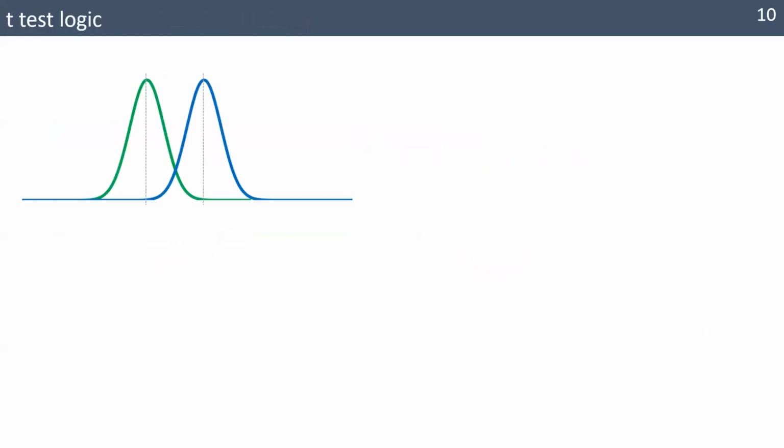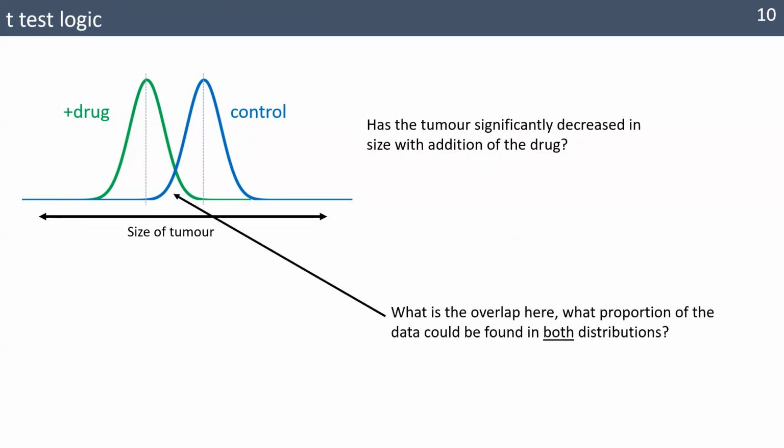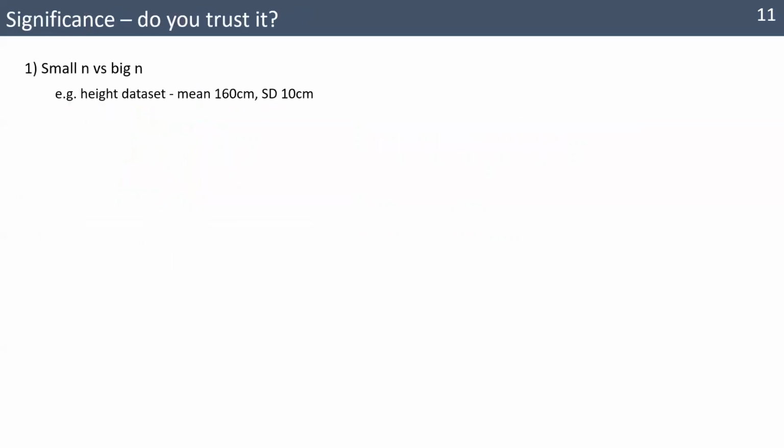Okay, so the t-test. We're just going to use this as a logic. In this case, we've got size of tumor, control, and we applied drug. The idea is, has the tumor significantly decreased in size with the addition of the drug? What we're looking at here is the distribution of tumor sizes and whether those distributions are independent. So it's all about this overlap. And it's the proportion of the overlap, which can be found in both distributions, that helps us define a p-value. So by chance alone, what effect size could we see?